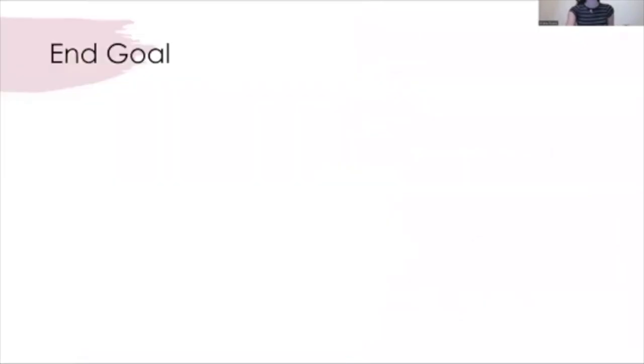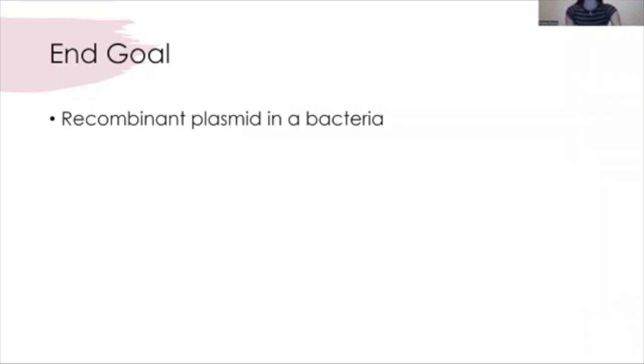So starting off with recombination and transformation, there is a huge long process to this, and before we go through that, I want to talk about what the end goal is because I think it can make it a little bit easier to understand as we go through if we have that end goal in mind. So our very end goal is to have a recombinant plasmid in a bacteria.